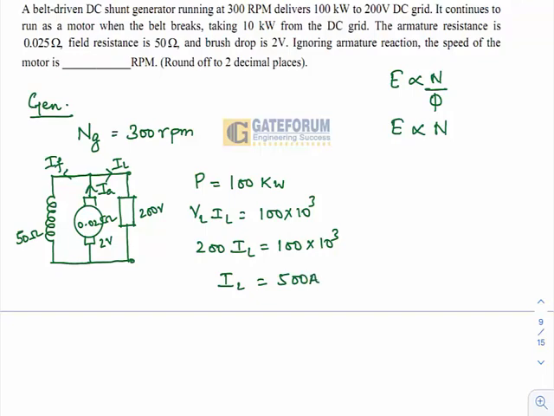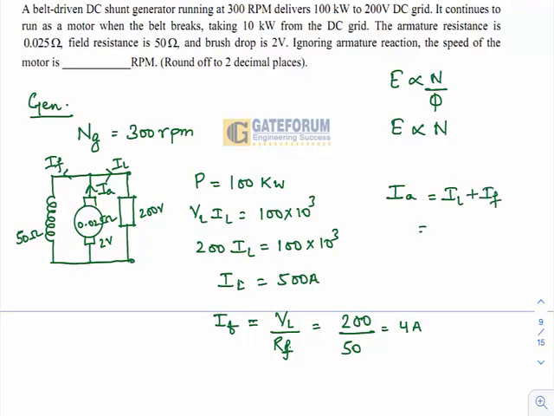So once you know the value of IL, you can easily find IA, because IF value is VL by RF, and VL is 200 volt DC grid and RF is 50 ohm. So that would be 4 ampere. So IA, that is the armature current delivered in case of generator, would be IL plus IF. So 500 plus 4 would come out to be 504 ampere.